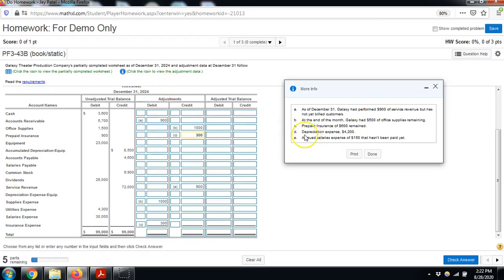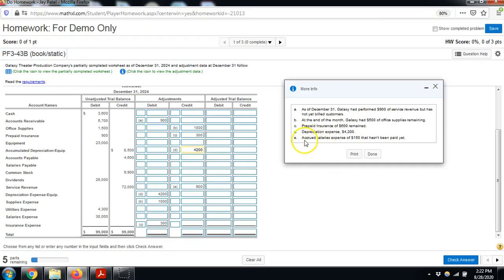So now let's do the depreciation expense of $4,200. We have our depreciation expense here. This is letter D, $4,200. This is going to be our depreciation expense, and the credit is going to go to our contra asset account, accumulated depreciation, $4,200.